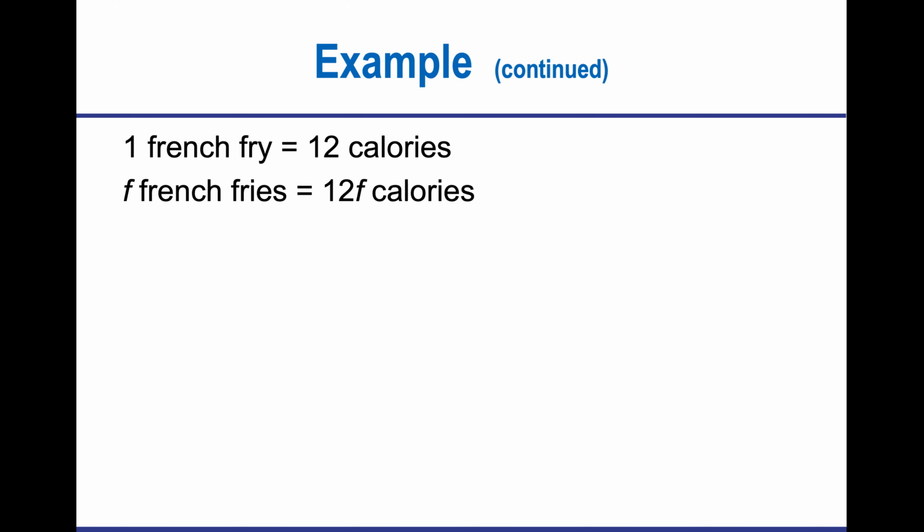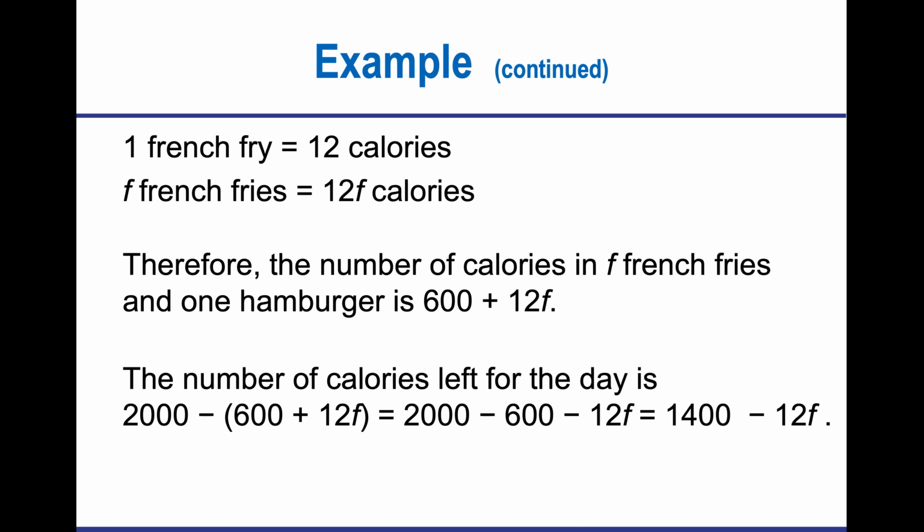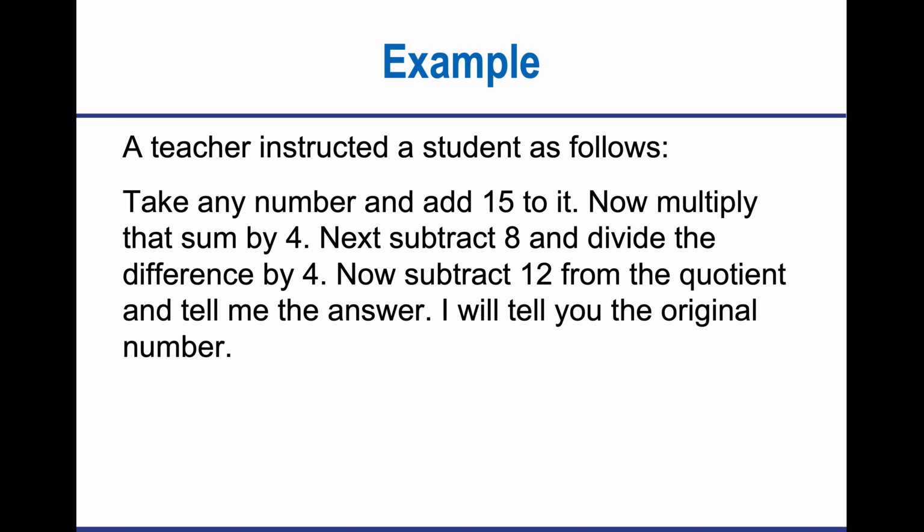So I know that one French fry is 12, so that would be 12 times the number of fries he eats calories. Then I know that I'm going to have the hamburger to add into here, so that's 600. And so the number of calories left for the day would be expressed as 2,000 calories, that's what he has for the day, minus the 600 for the hamburger. And then I'm going to add the quantity of fry calories to the hamburger itself, then get that subtraction statement to get the final answer.